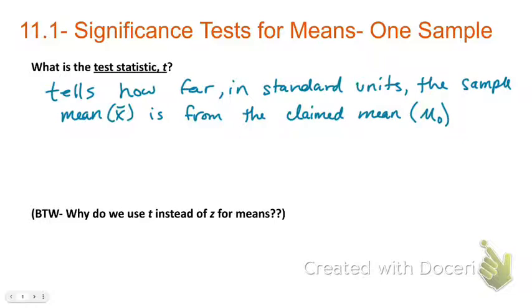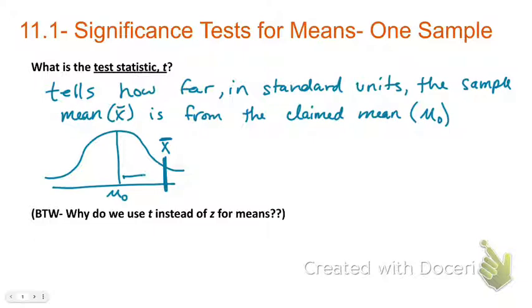And so basically, here's how it looks on the picture. In the middle, you have your claimed value, mu naught. And then you go out and you take your sample. Let's say our sample was above the claimed value. So there's your X bar. Then whatever that distance is in standardized units, that would be the T-test statistic's value.